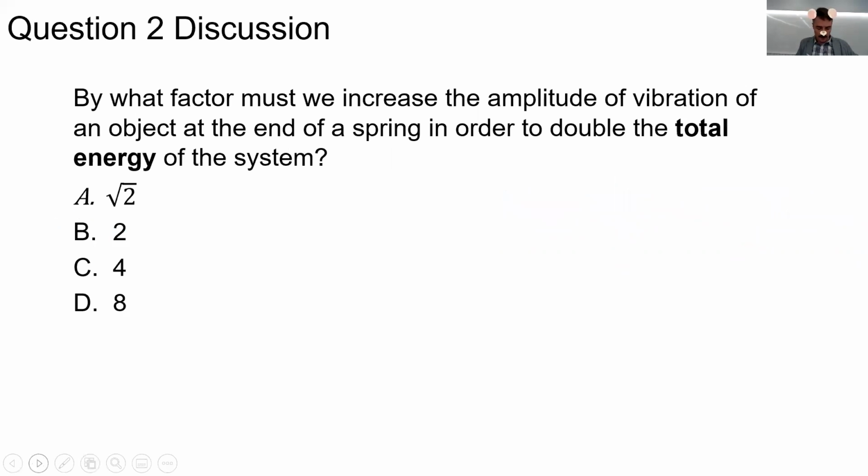And then the other question is, by what factor must we increase the amplitude of the vibrating object in order to double the total energy? So this one is E equals 1/2 k times A squared. So you're trying to get the square root of 2.